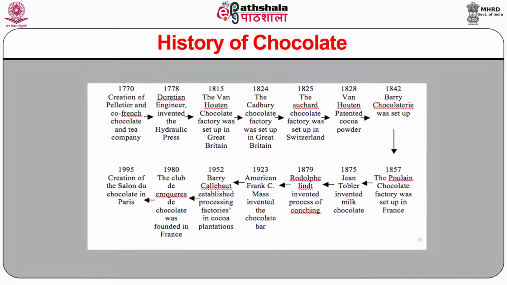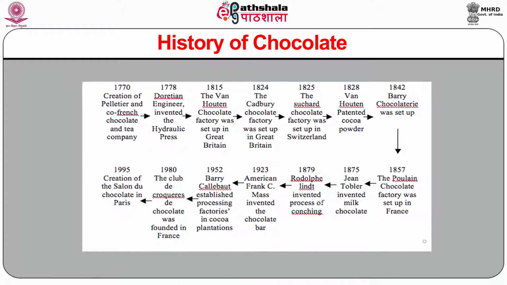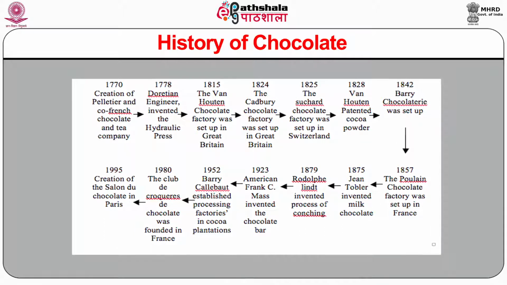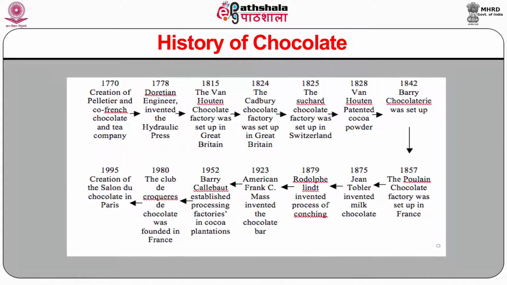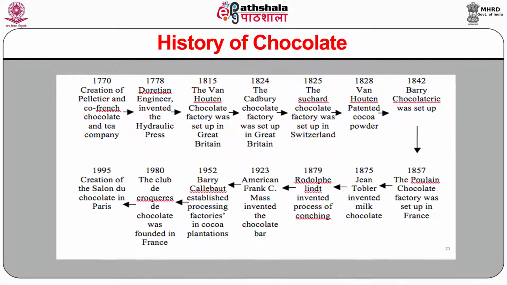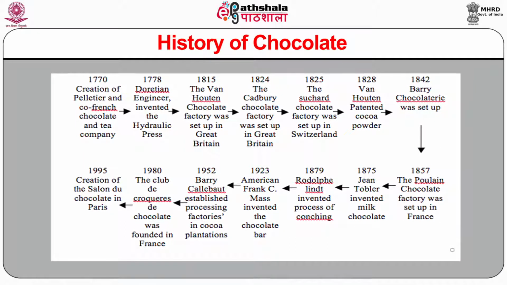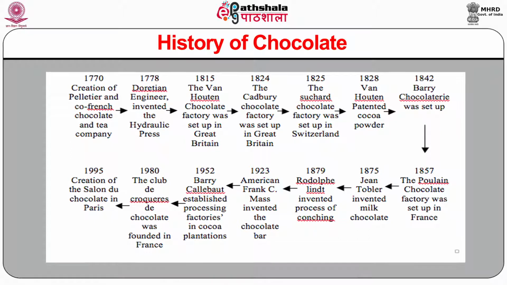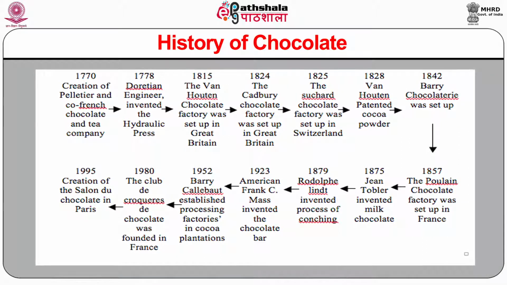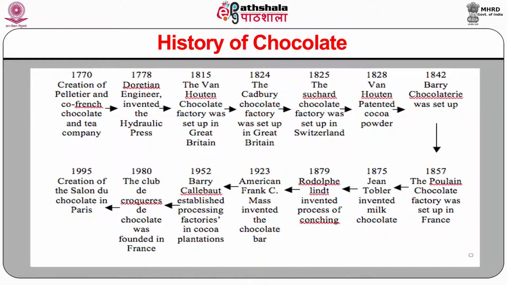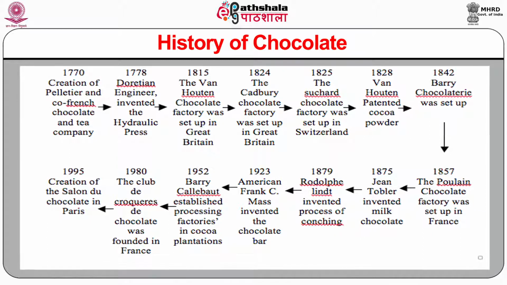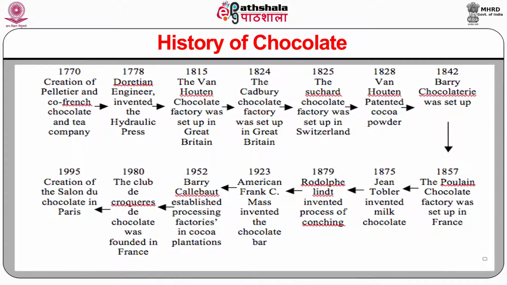1842, Berry Chocolatier was set up. 1857, the Poulain chocolate factory was set up in France. 1875, Daniel Peter invented milk chocolate. 1879, Rodolphe Lindt invented process of conching. 1923, American Frank C. Mars invented the chocolate bar. 1952, Barry Callebaut established processing factories in cocoa plantations. 1980, the Club des Croqueurs de Chocolat was founded in France. 1995, the creation of Salon du Chocolat in Paris.